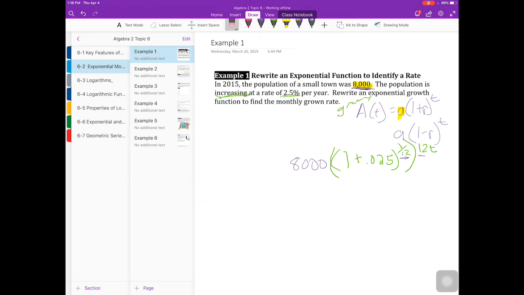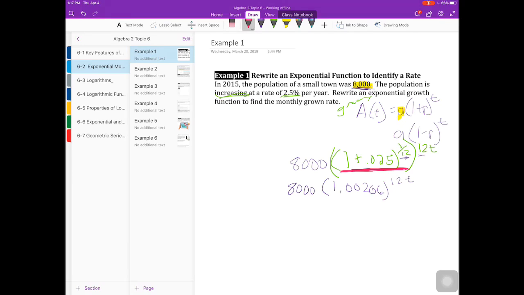So now let's put this in our calculator. When we do that, I'm going to get 8,000 times 1.00206 to the 12t. Now notice I only put this part into my calculator. I didn't pull that up on Desmos. You guys should at this point know how to use that. If not, I can give you a little lesson one-on-one during class.